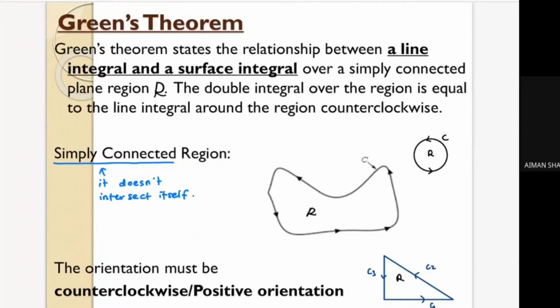So you have these lines C1, C2, and C3. And also this circle, region R, and this line C around a region counterclockwise. Counterclockwise means positive orientation. You can see the arrow is pointed counterclockwise.